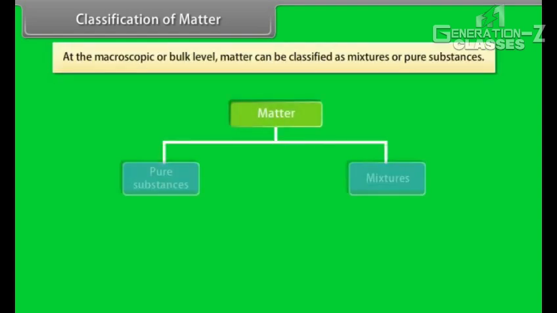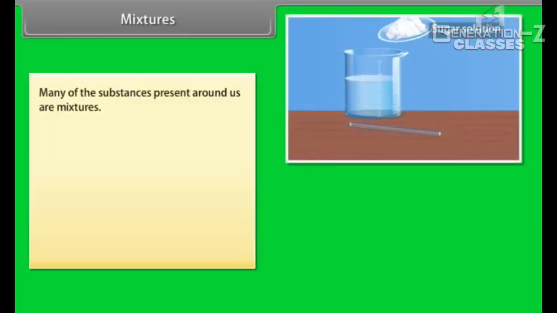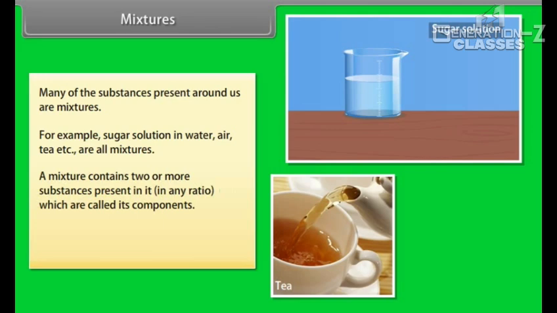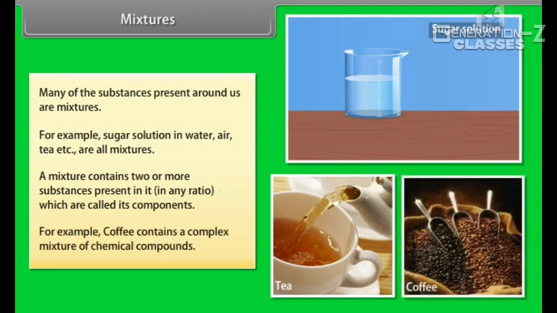Classification of matter. At the macroscopic or bulk level, matter can be classified as mixtures or pure substances. Mixtures. Many of the substances present around us are mixtures. For example, sugar solution in water, air, tea, etc. are all mixtures. A mixture contains two or more substances present in it in any ratio, which are called its components. For example, coffee contains a complex mixture of chemical compounds.